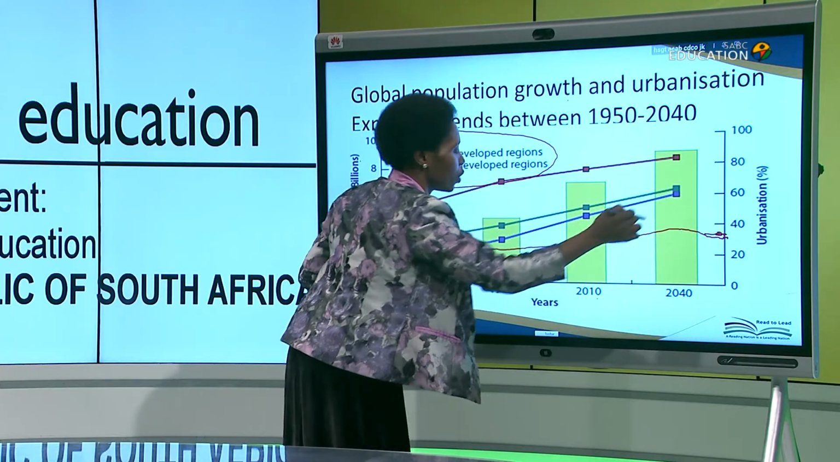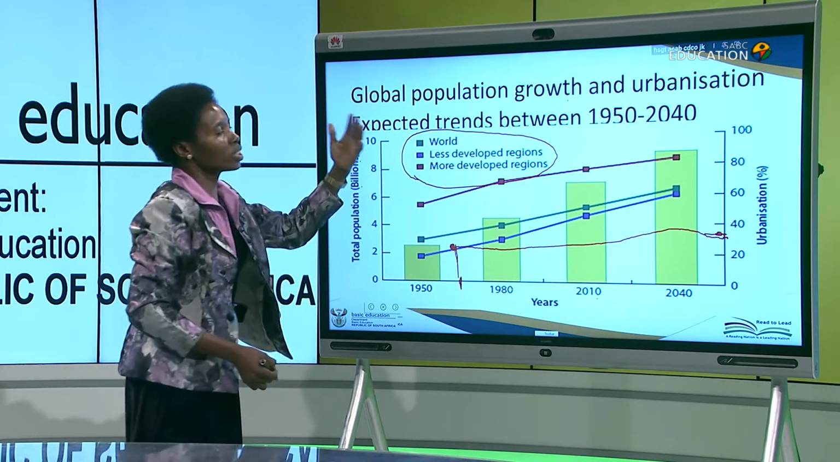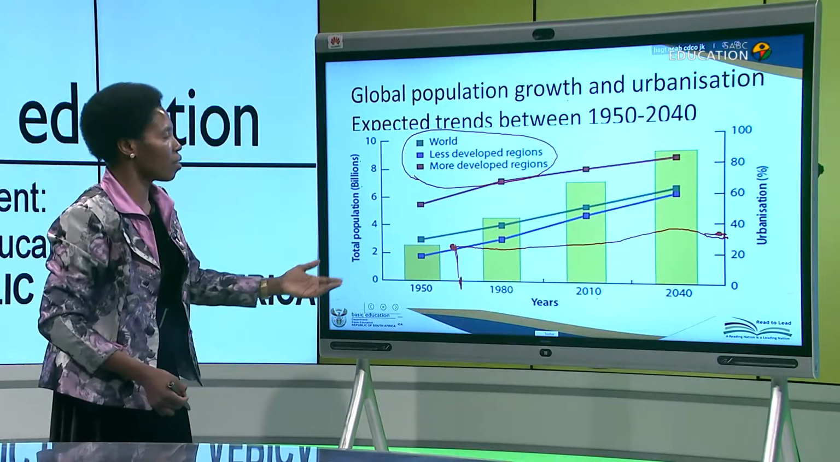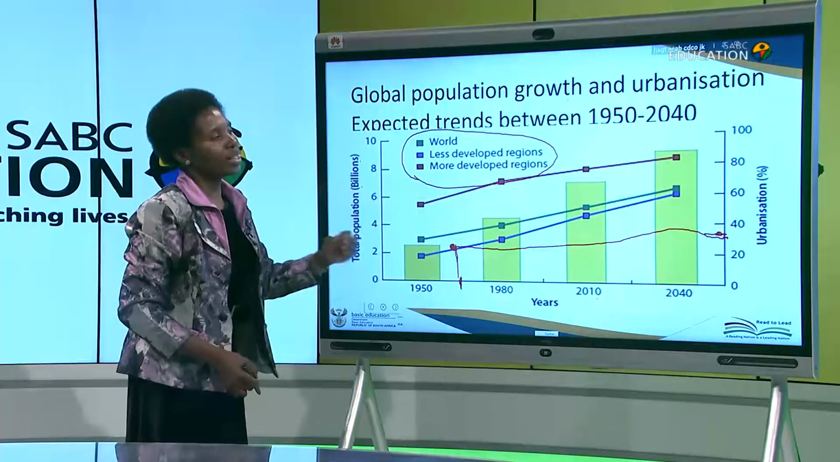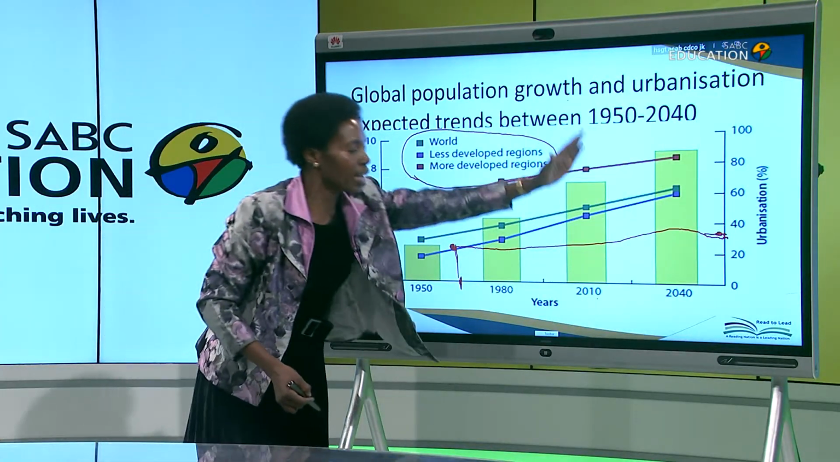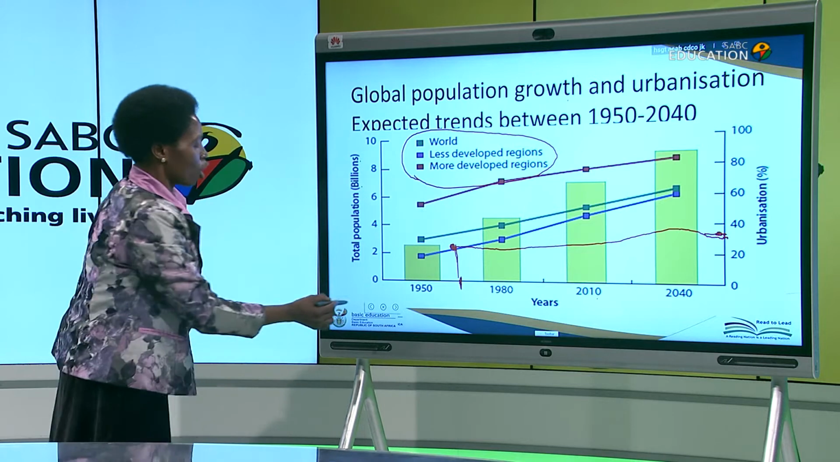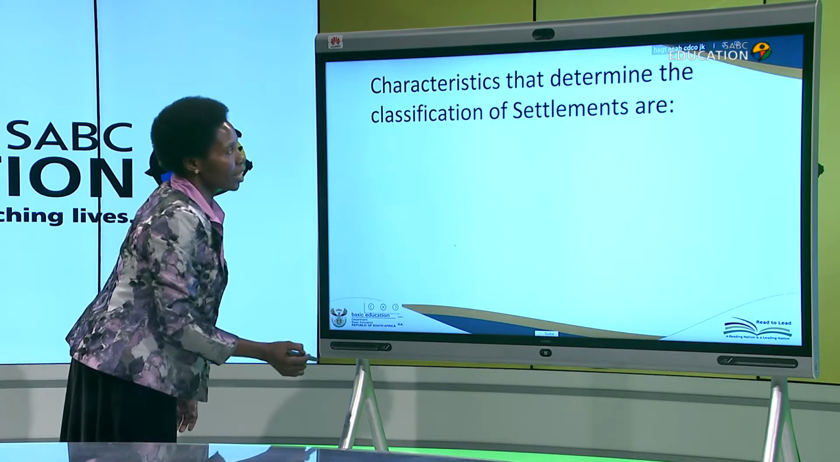So that's very important when you are interpreting the graph. So you take note of that when you are interpreting a graph, because sometimes when they ask you, they want to check if you did understand everything. Okay, let's move on to the next one.